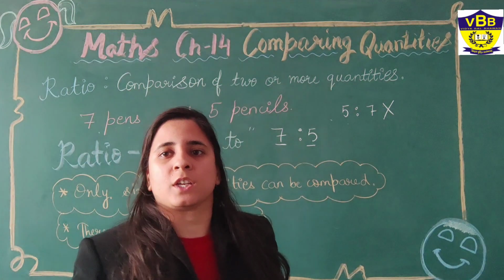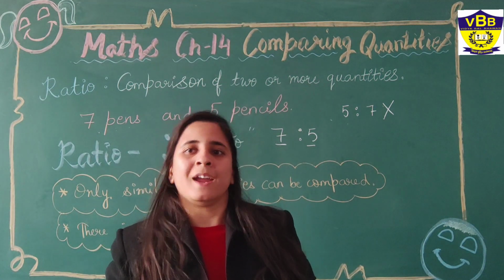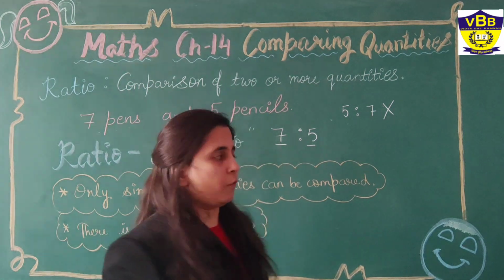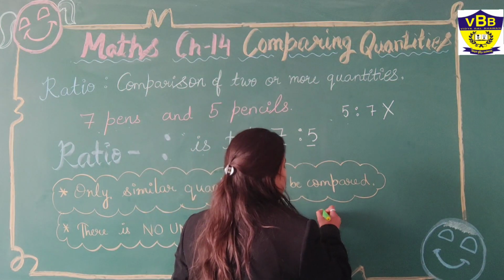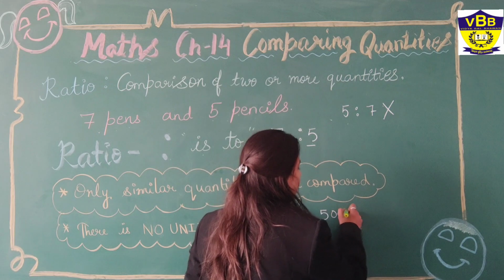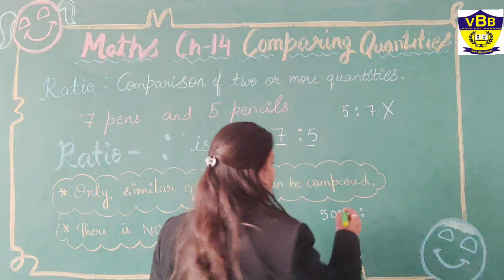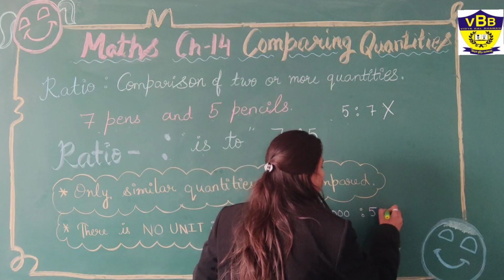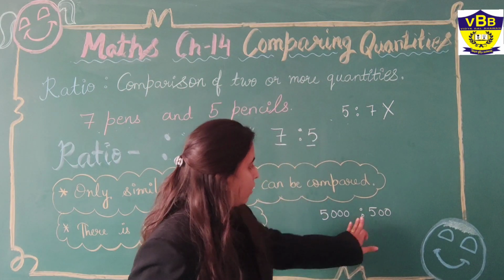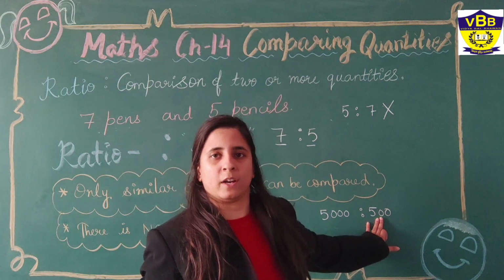While comparing, the unit should always be the same. So 5 kg can be converted into gram and then I can express it in the form of ratio. 5 kg is 5000 gram, and the sugar I have bought is 500 gram. That means 5000 is to 500.